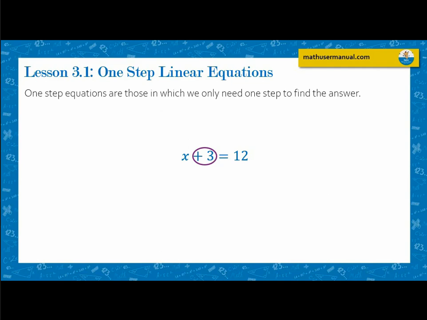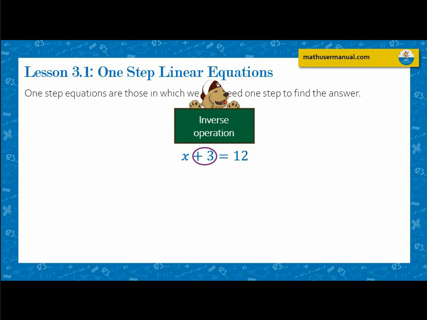So that means we need to take that 3 and move it to the other side of the equation so the x can be isolated. But how can we do that? How can we move that 3 from the left side to the right side? That's when we do something called inverse operation.